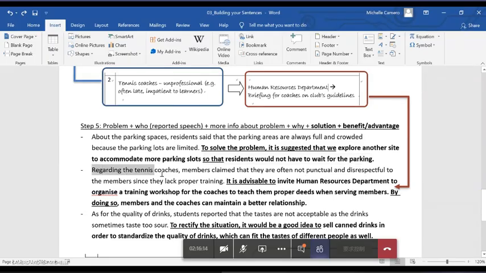All right, next one, regarding the tennis coaches, members complain that they are often not punctual and disrespectful to the members since they lack proper training. It is advisable to invite Human Resources Department to organize a training workshop for the coaches to teach them proper deeds when serving members. That is the solution. And what is the advantage? By doing so, members and the coaches can maintain a better relationship. All right, that's the advantage.